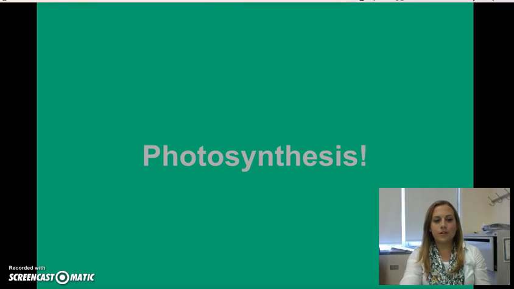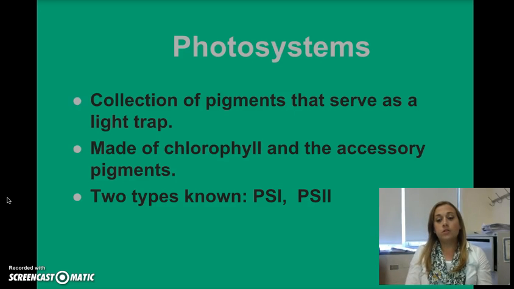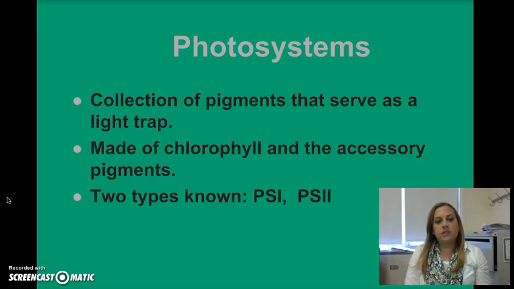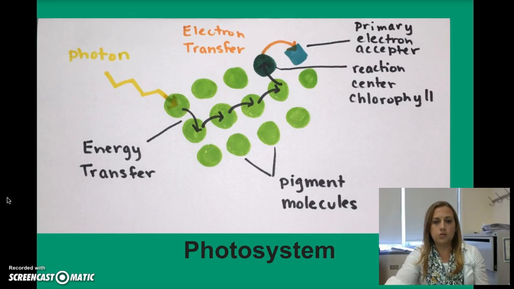Hey everybody, we are going to continue our talk on photosynthesis, and we are going to first look at something called photosystems. Photosystems are collections of pigments that serve to trap light. We talked a little bit about pigments last time, specifically chlorophyll, and I also mentioned some accessory pigments, and it's these chlorophyll pigments and accessory pigments that make up the photosystems. There are two types that we know about, photosystem 1 and photosystem 2, abbreviated here as PS1 and PS2.